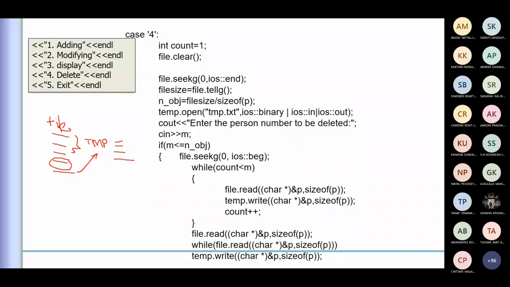Okay, so when the count is going to be equal to m, this while will come out of that. You're reading the content, see this, but you're not writing into the temporary. So what happens, you're skipping one part of that. Next iteration it will read the fifth content of that, and you're doing the writing for the temporary, so you're excluding this fourth element's information, that's all.